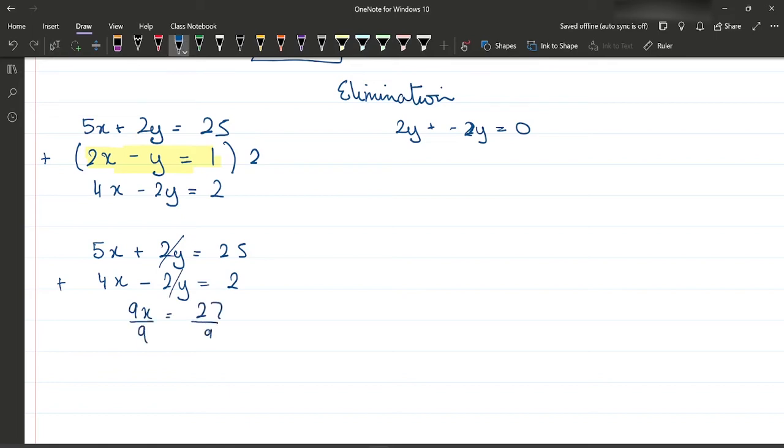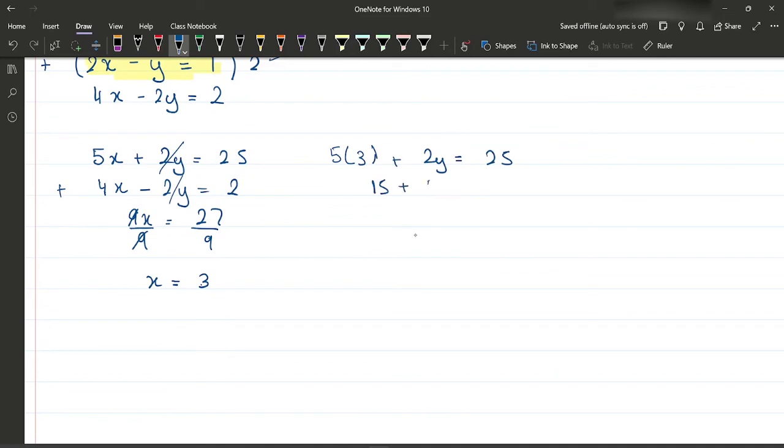So now we can divide on both sides. We get x equals 3. There it is. And then we can find y by using the first equation. Either the first or the second, they both give you the same answer. So 5 times 3 plus 2y equals 25. This is 15 plus 2y equals 25. When this goes to the other side, this becomes 25 minus 15, which is 10. And over 2 over 2, y is equal to 5.